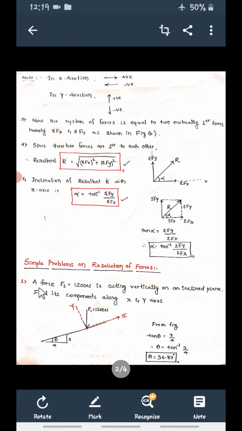First problem: a force F1, 1200 Newton, is acting vertically. So this force will be acting vertically on an inclined plane. See, this is the inclined plane. Find its component along x and y direction.